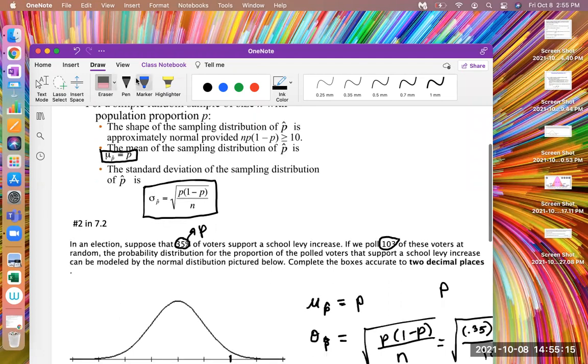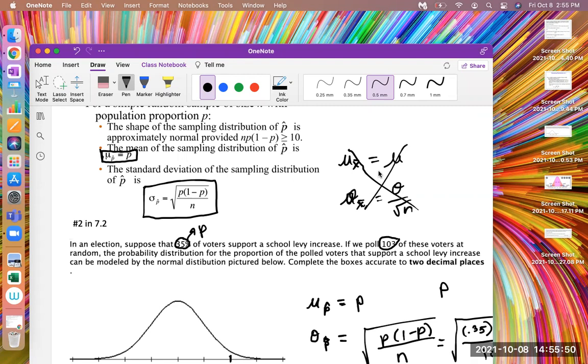But then here are our formulas for all of 7.2. These are for the sampling distribution of the sample proportion. These are different than the sampling distribution of the sample mean, like we saw for 7.1. Remember, in 7.1 these were our formulas: sigma x bar, which was sigma over the square root of n. Well, we're not going to use those anymore.